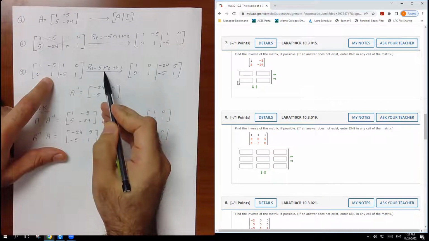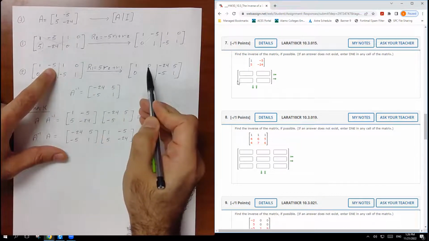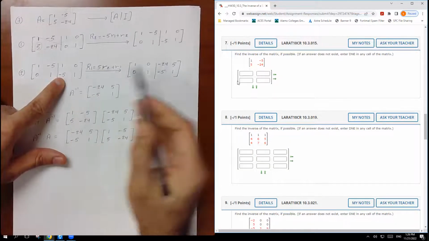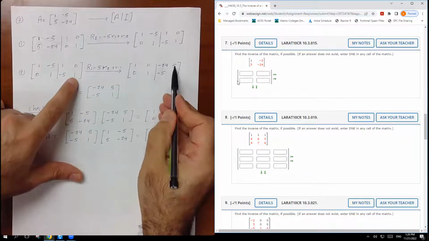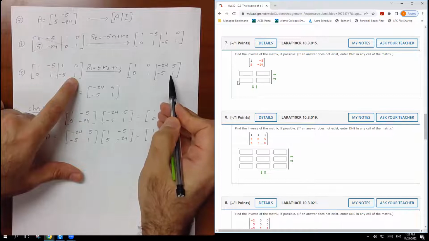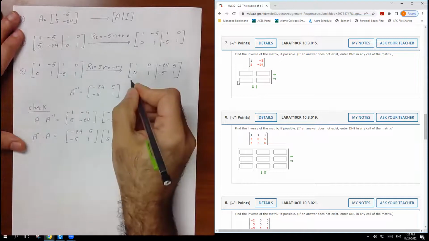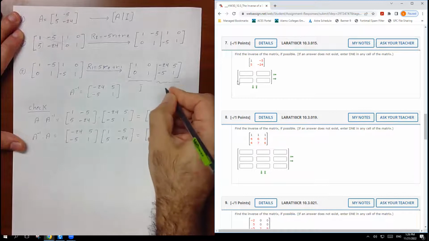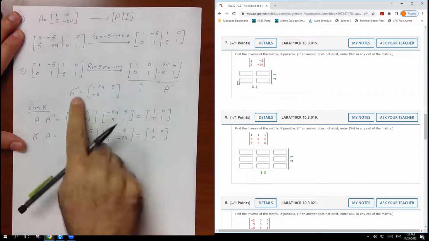That means 5 times 1 is going to be 5, plus negative 5 is going to be 0. 5 times negative 5 is going to be negative 25, plus 1 is going to be negative 24, and 5 times 1 is going to be 5, plus 5 times 1 is going to be 5, plus 0 is going to be 5. You see, this side is the identity matrix, and the new matrix here is going to be the inverse of the matrix A. So here is the inverse.